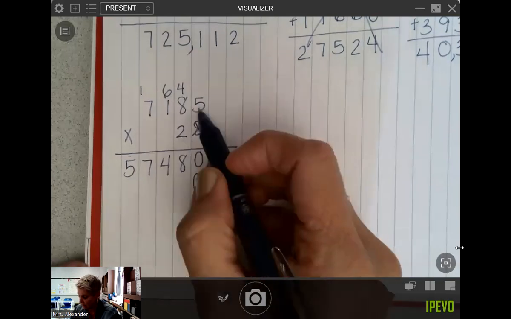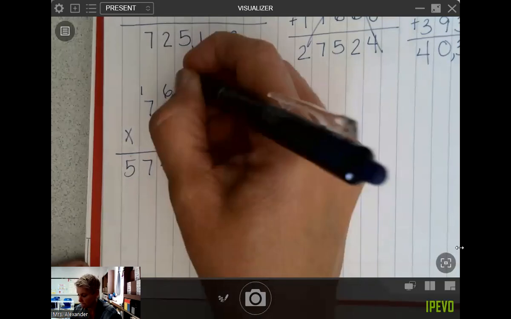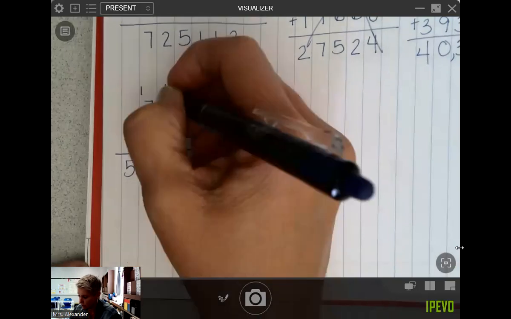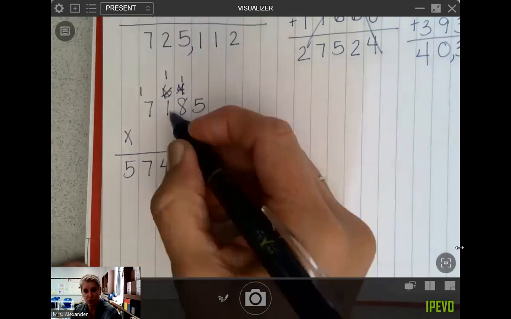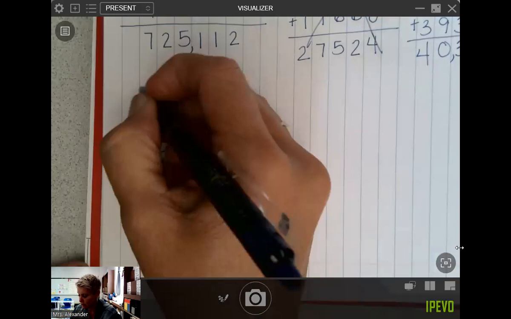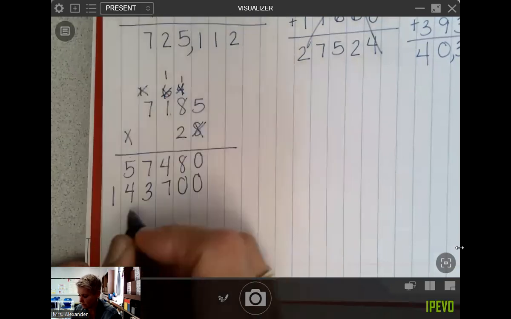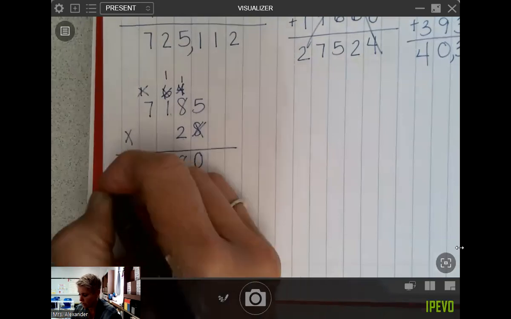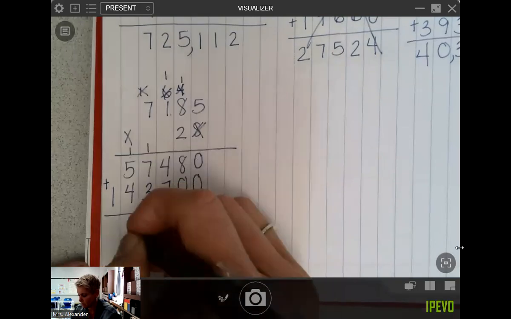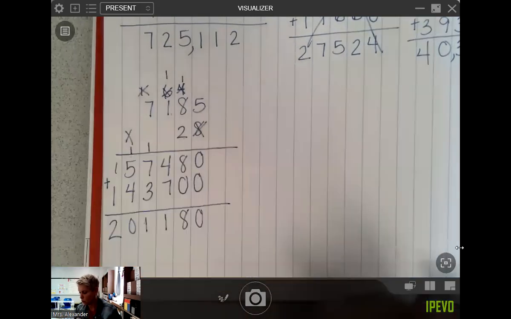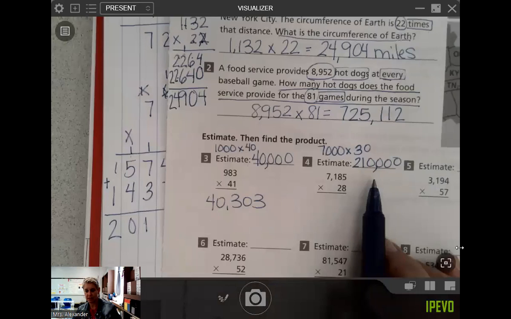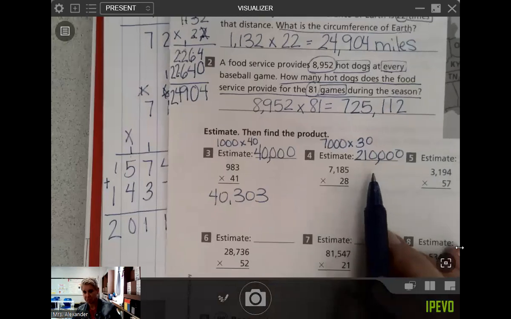2 times 5 is 10. Regroup a 1. 2 times 8 is 16, plus 1 is 17. Regroup a 1. 2 times 1 is 2, plus 1 is 3. And 2 times 7, oh, I better get rid of that. 2 times 7 is 14. When we add our partial products, we get 201,180. If I look back at our estimate, is that a good estimate and answer? Are they reasonable? I would take that.